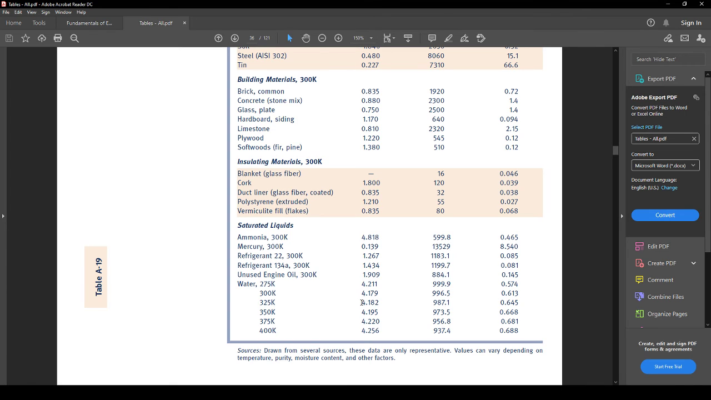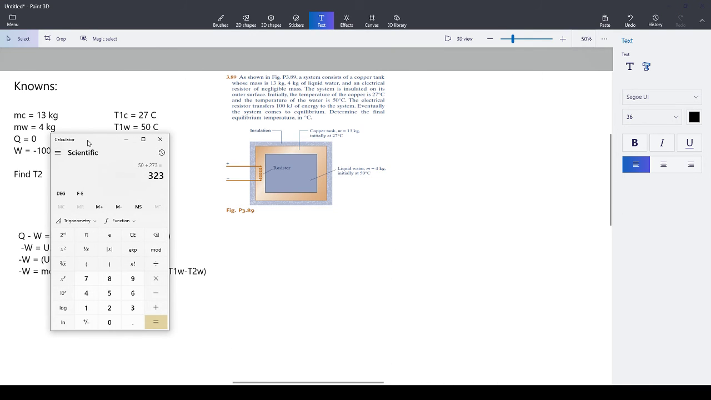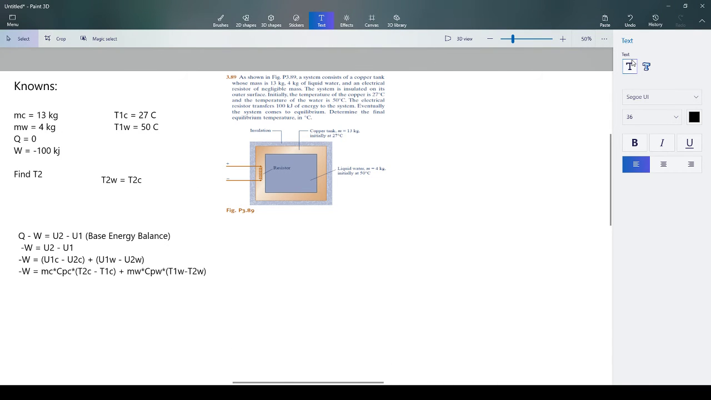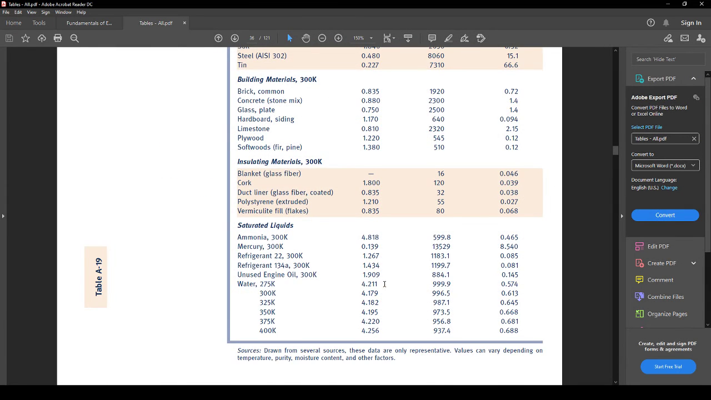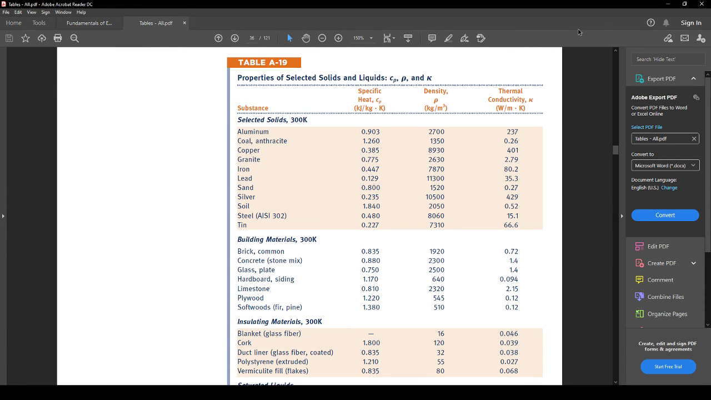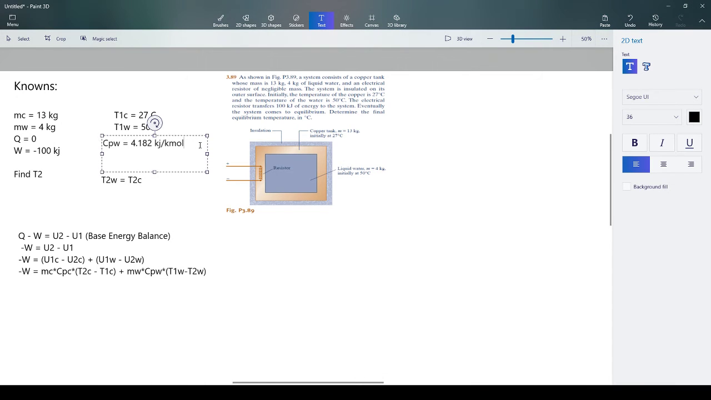So 4.182 is our specific heat of water, okay? Let me go ahead and pull that back out over here. I'm going to put it in the knowns column here. So CP water is equal to 4.182. And this is in kilojoules per kilomole, I think. I don't know which one they have it listed as, actually. Let me be sure before I write that down. This is in kilojoules per kilogram Kelvin. Got it. Kilojoules per kilogram K.